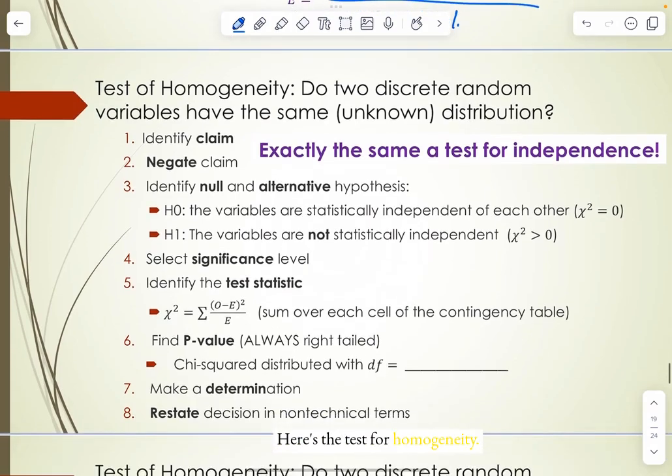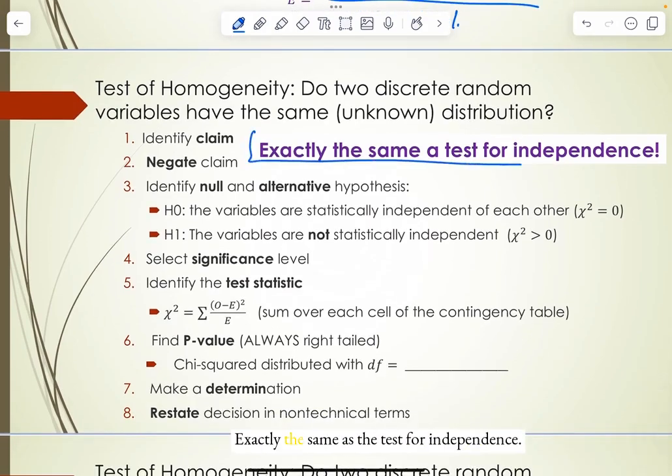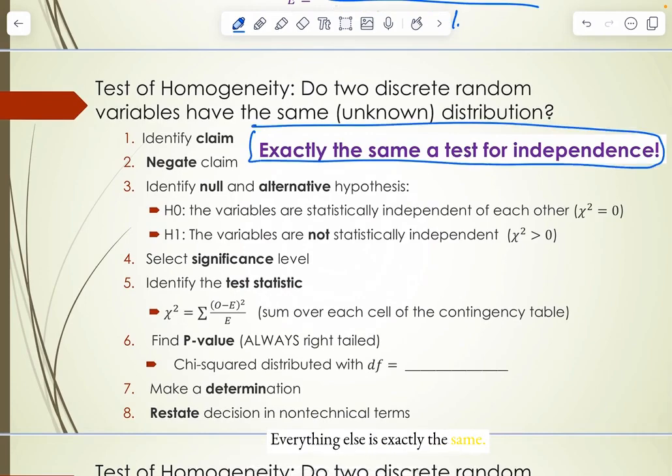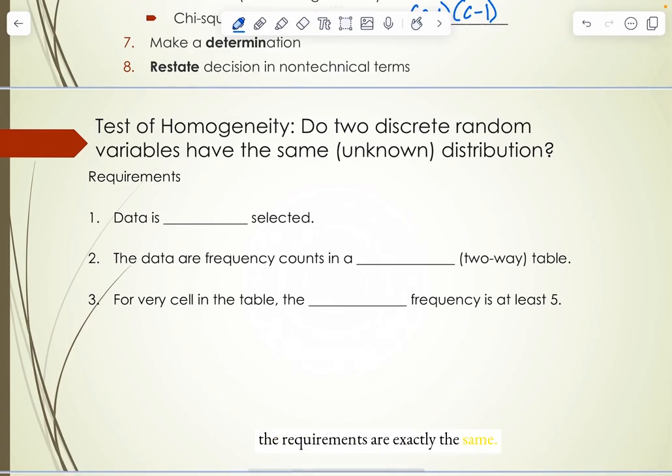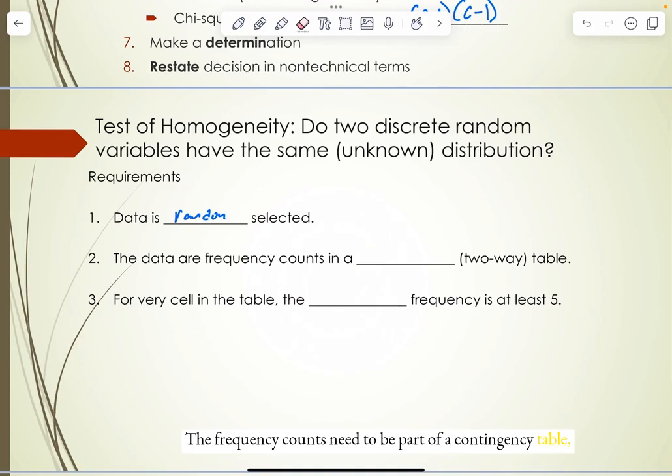Here's the test for homogeneity. Exactly the same as the test for independence. Everything else is exactly the same. I copied and pasted it and changed nothing. The requirements are exactly the same. The data needs to be random. The frequency counts need to be a part of a contingency table. And the expected frequency must not be less than 5.